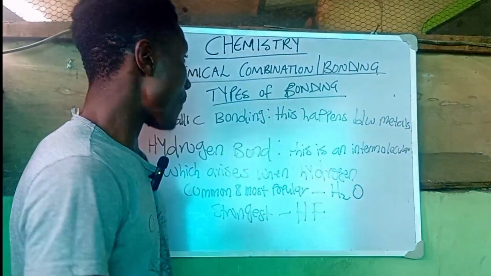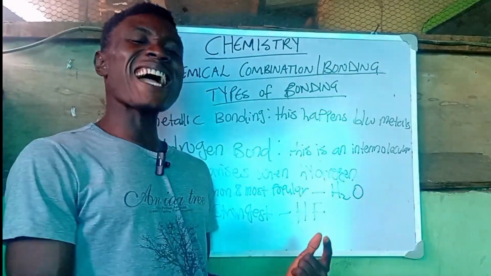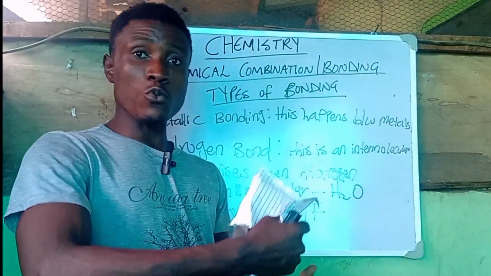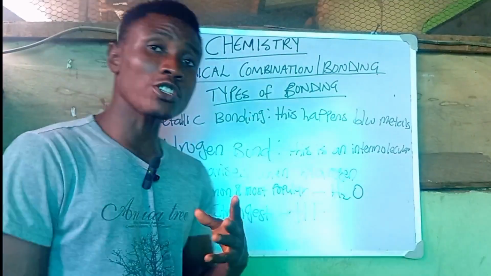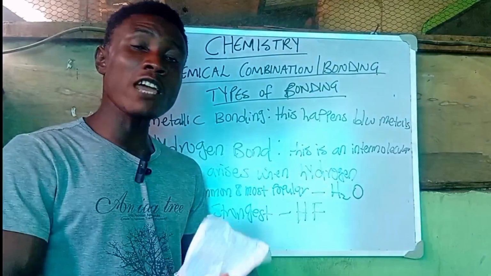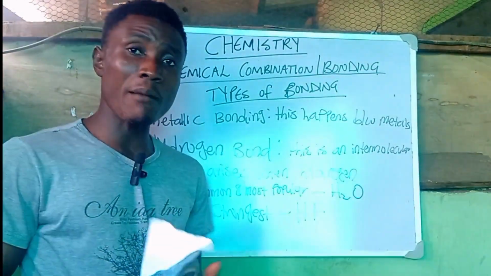About chemical combination or bonding, we are not going to go in depth, right? But if you finish your JAMB exam, you smash it and you get admission to the university, you are going to get the A-level understanding of chemical combination and bonding. We have talked about what chemical bonding is all about.